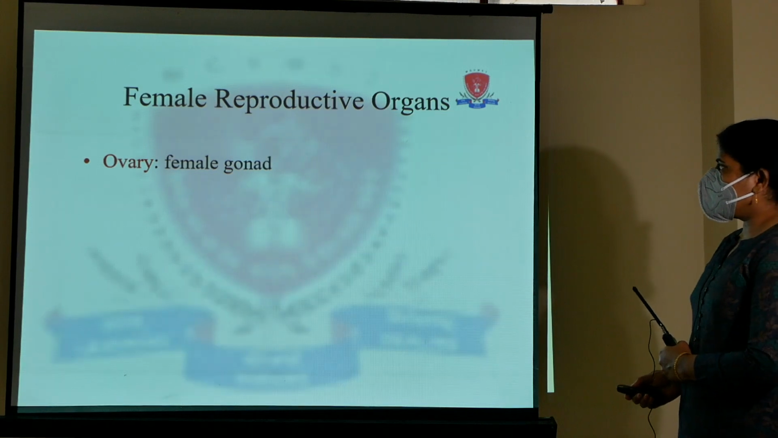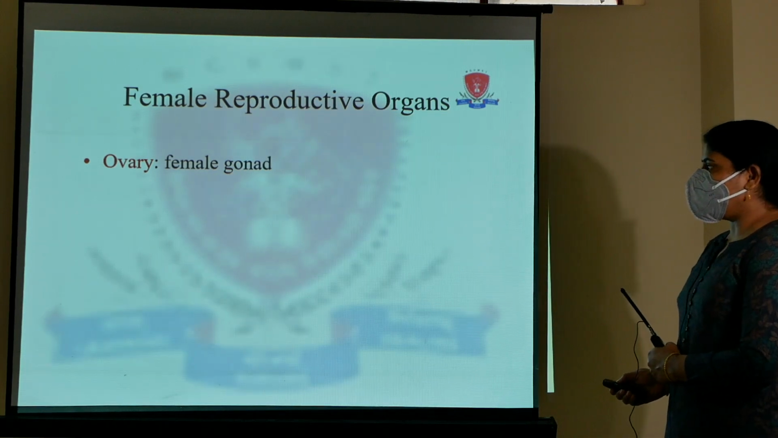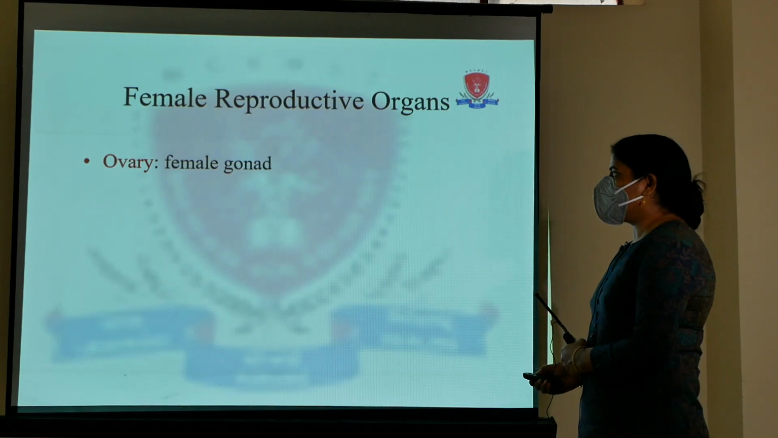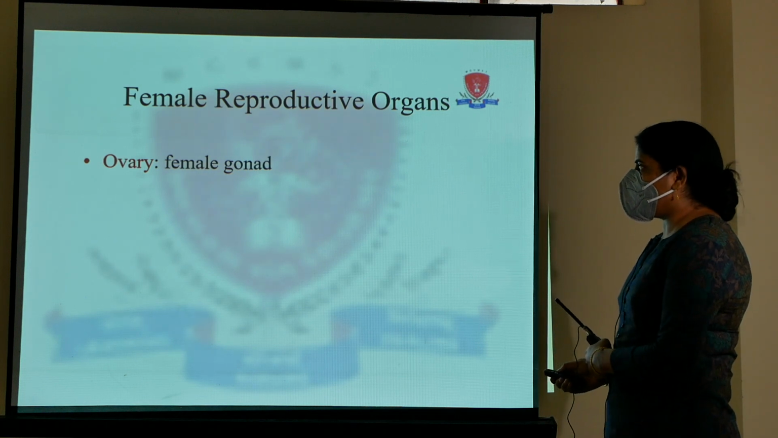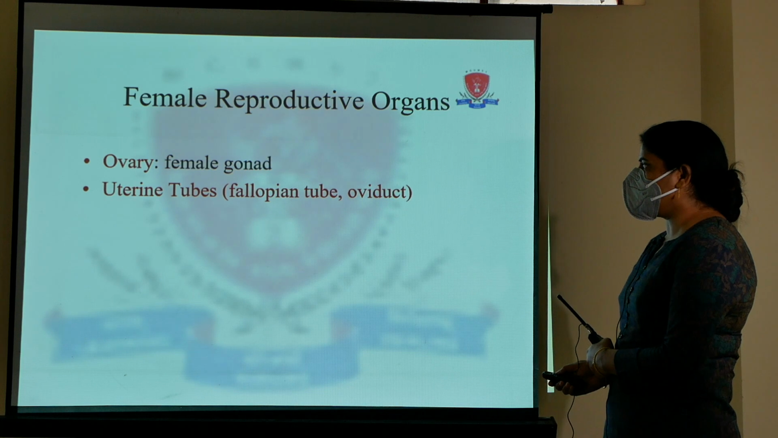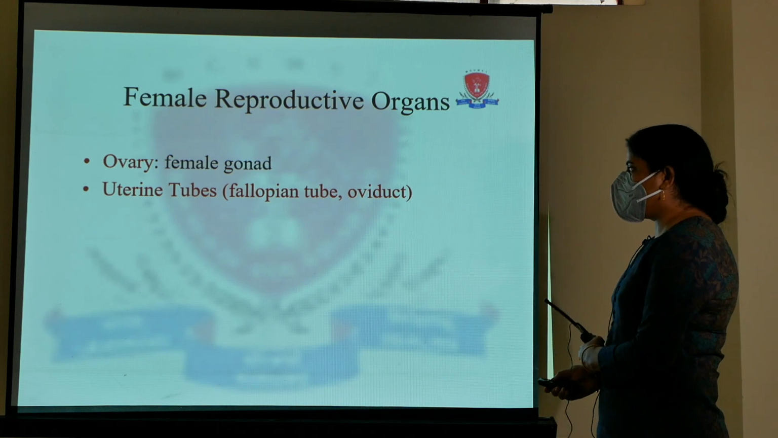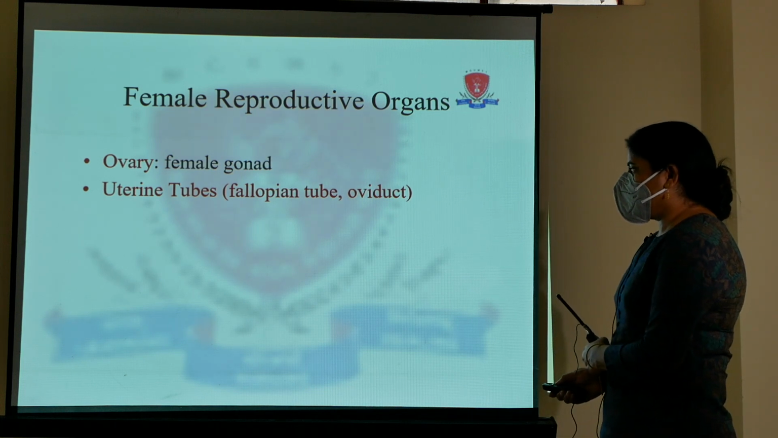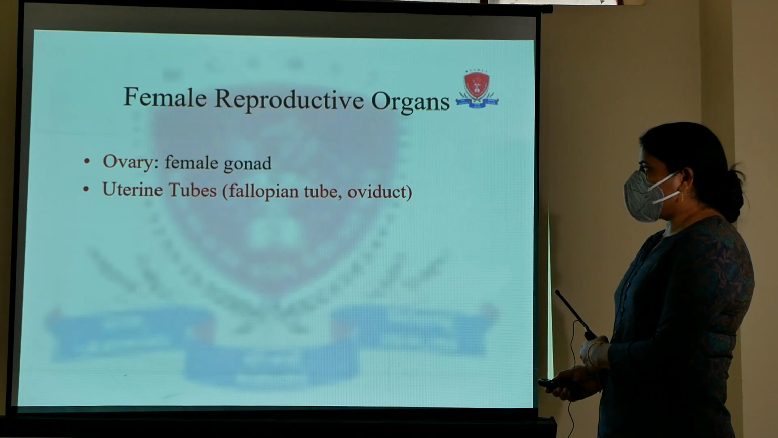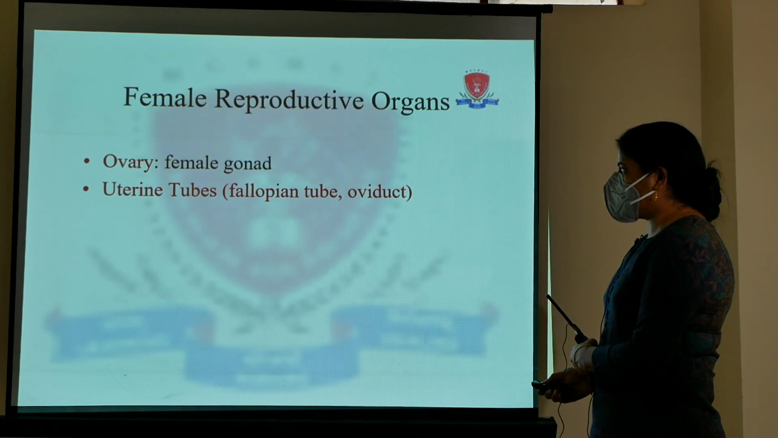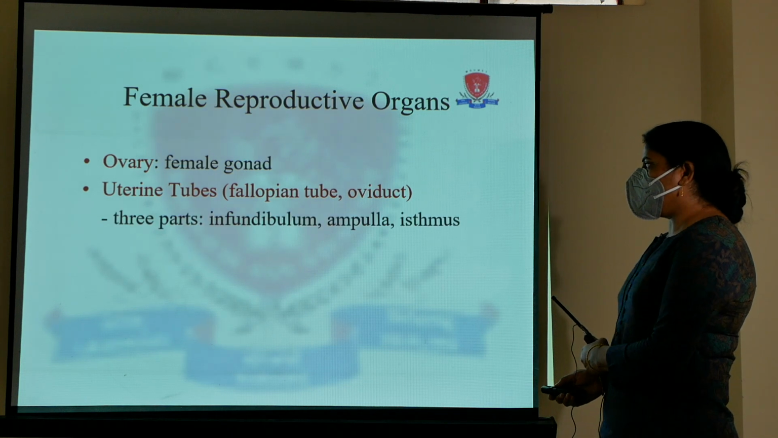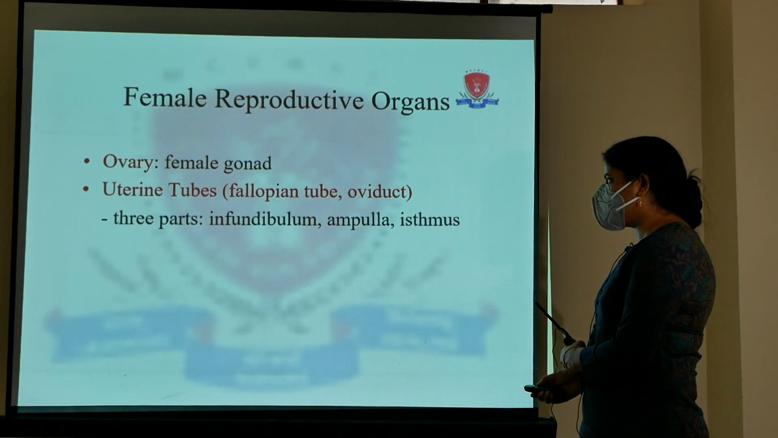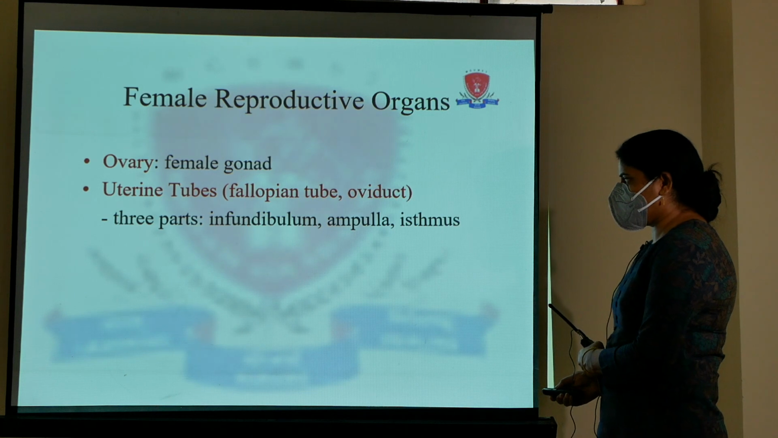Now the different female reproductive organs. The main sex organ involved in the reproductive system of the female is the ovary, which is known as the female gonad. It is responsible for the growth and formation of the ovum. Another important structure involved is the uterine tube, also called the fallopian tube or oviduct. The three main parts of this are the infundibulum, ampulla and isthmus.